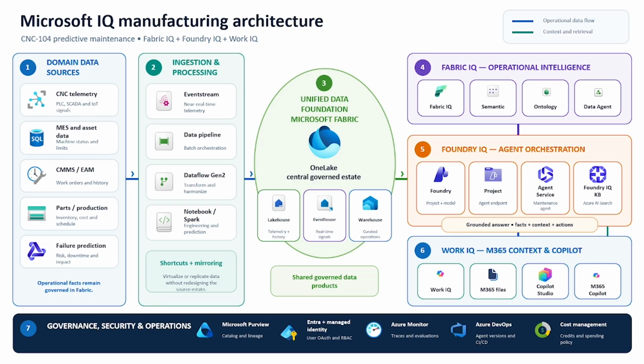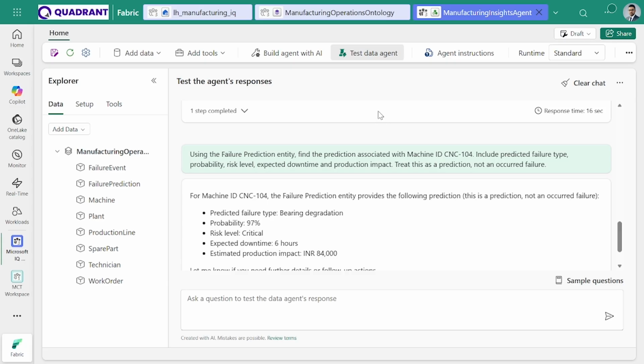The architecture brings together three complementary intelligence layers: Fabric IQ for operational intelligence, Foundry IQ for agent orchestration and reasoning, and Work IQ for workplace context from M365. So we are asking the agent to come back with the predicted failure type, probability, risk level, expected downtime, and any production impact that this may cause. And I'm also asking the agent to treat this as a prediction, not an occurred failure in the past.